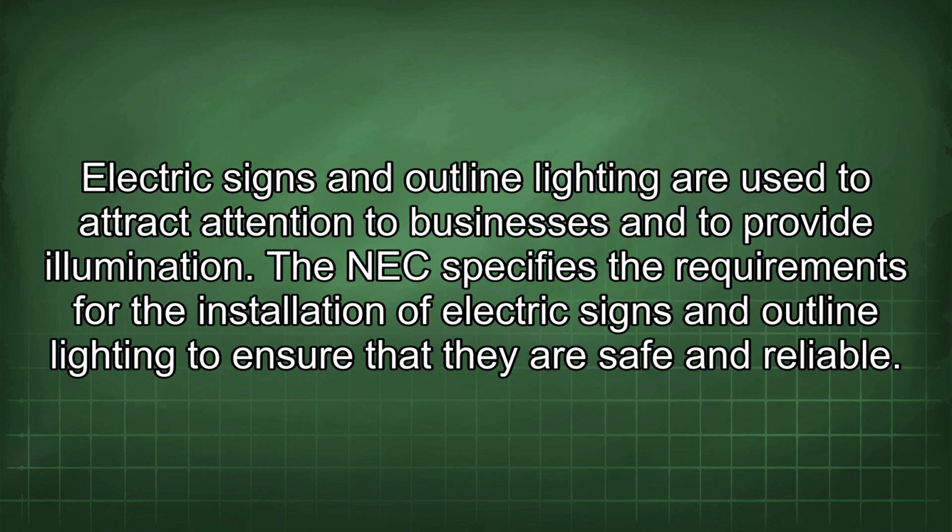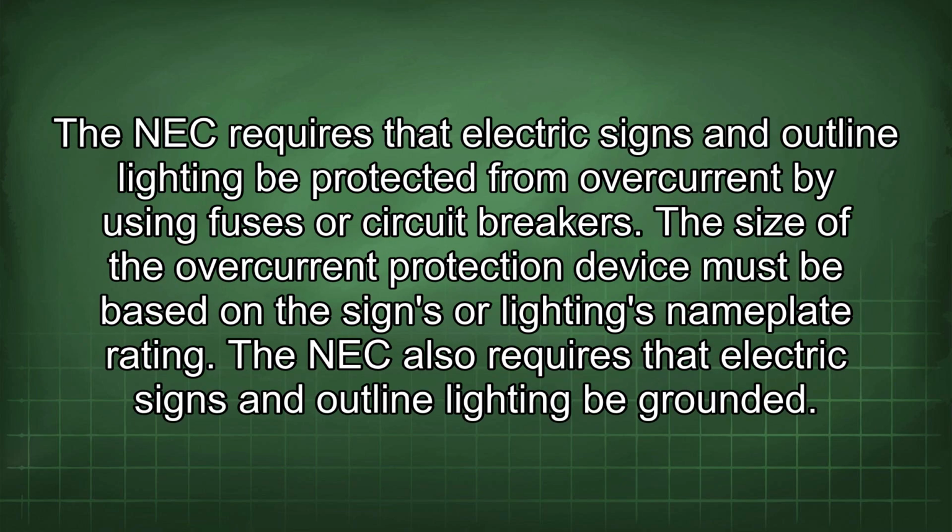The electric signs and outline lighting are used to attract attention to businesses and to provide illumination. The NEC specifies the requirements for the installation of electric signs and outline lighting to ensure that they are safe and reliable. The NEC requires that electric signs and outline lighting be protected from overcurrent by using fuses or circuit breakers. The size of the overcurrent protection device must be based on the signs or lighting's nameplate rating.